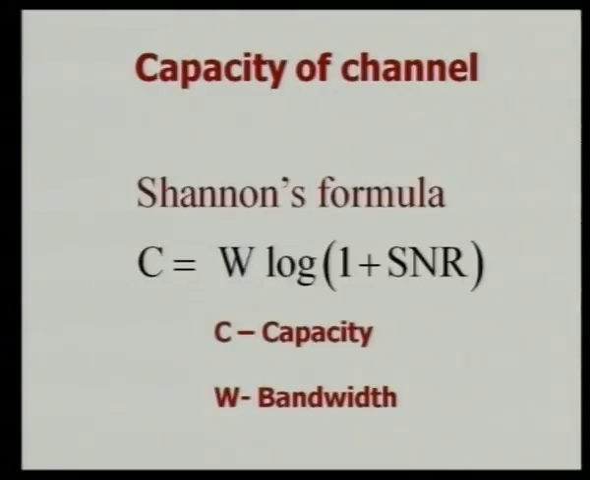Now SNR here is not measured in decibels but measured as a ratio. So as a ratio, if I have the signal to noise ratio, I calculate 1 plus SNR, take the log of that and multiply that with W, which is the bandwidth. So W times log of 1 plus SNR gives me the capacity of the channel. This is a formula that is used to identify how much data rate can be supported on any given channel.